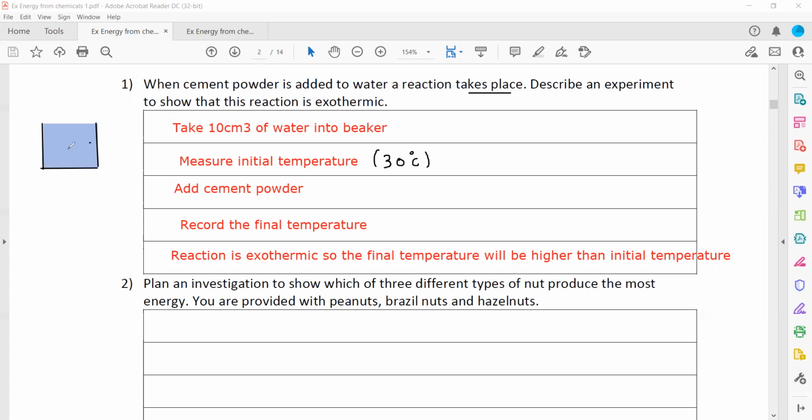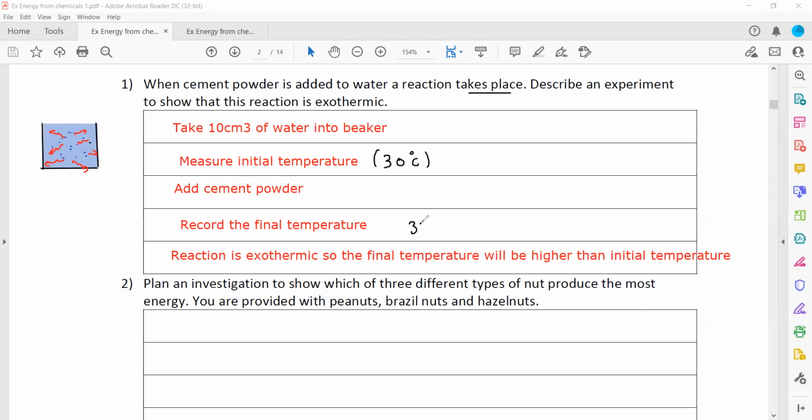When we add the cement powder, and these dots represent the cement powder, the reaction is exothermic. Exothermic reaction means it releases energy. So when cement powder comes in contact with water, it releases energy, and that energy is absorbed by the water. When cement powder loses energy, water takes energy. So what will happen? The temperature of the water will rise.